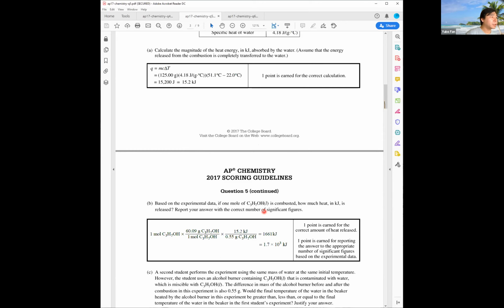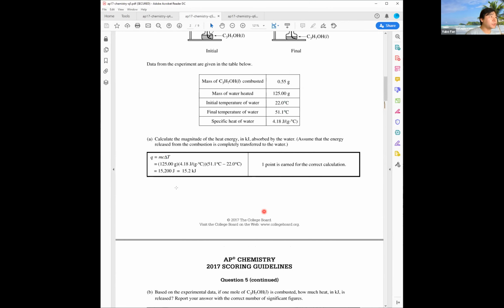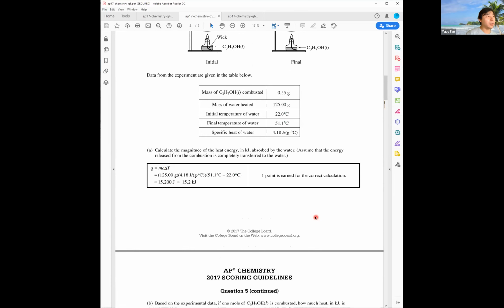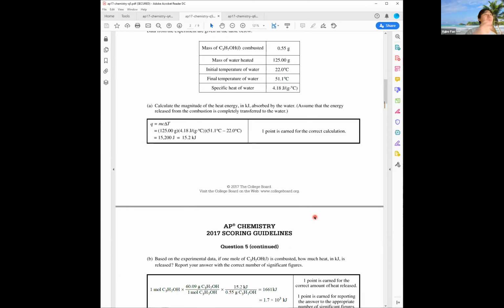And this is the first step to calculate the total heat absorbed by water. That's also the heat released by the combustion of isopropyl alcohol.